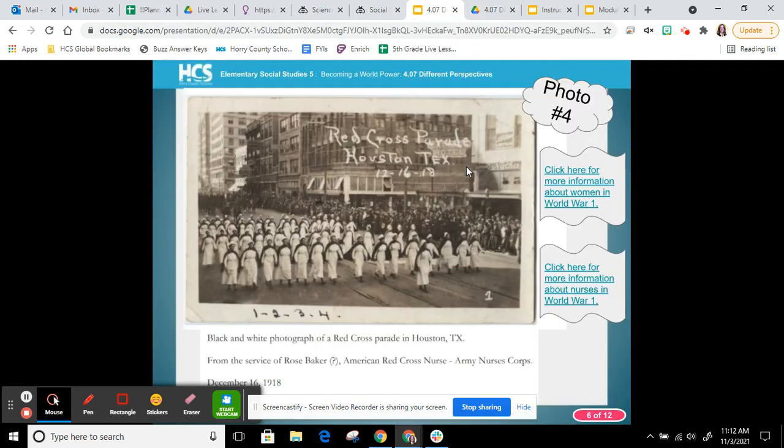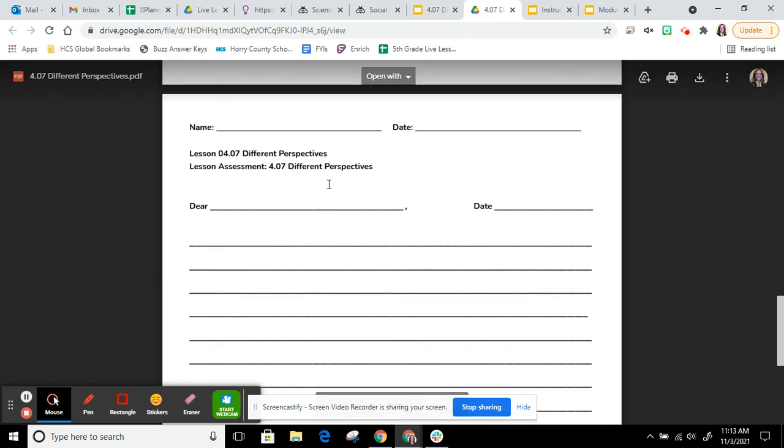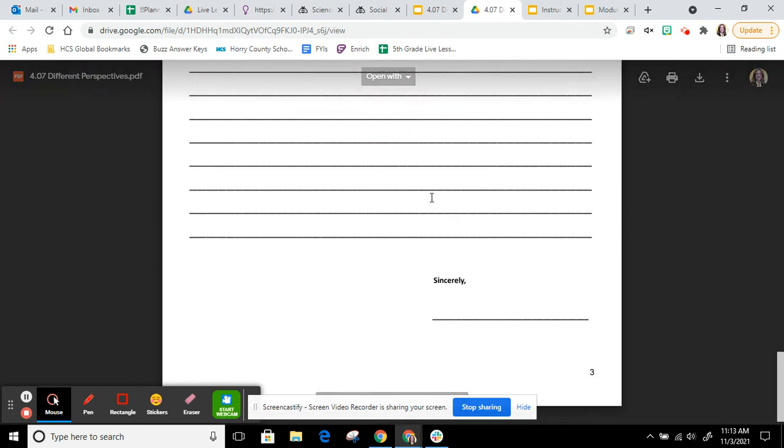So I would look at my picture. I would choose one of these nurses and I would write a letter from her perspective, pretending that I'm her. And I would write a letter to, let's say, a family member, let's say my mom. And in that letter, I would be describing, what am I experiencing in this picture and in World War I? And you're going to write your letter here. I put Dear Mom, I put the date, and I'd write my letter of what I'm experiencing and what World War I was like for me based on the research, the questions, the observations that I had at the beginning of this lesson. And then I'd end it with my made up name.